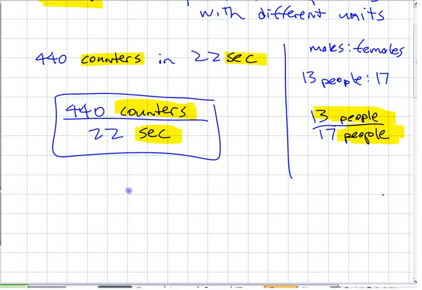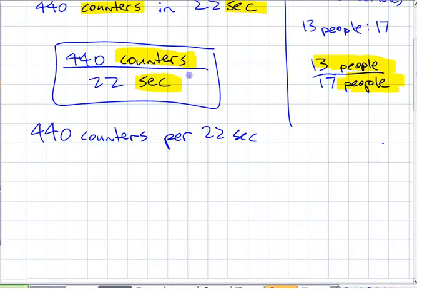You use the word per sometimes. 440 counters in 22 seconds. You could say 440 counters per 22 seconds, even though that sounds a bit goofy. What you may have done before is, if you had a fraction that was 440 over 22, can you reduce that to lower, simpler numbers? How are you able to reduce a fraction? Because this is something I think you've done before. What do you do? Somebody put up your hand and tell me. How do you reduce that to lower and lower terms?